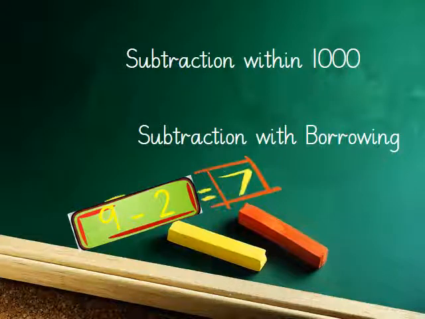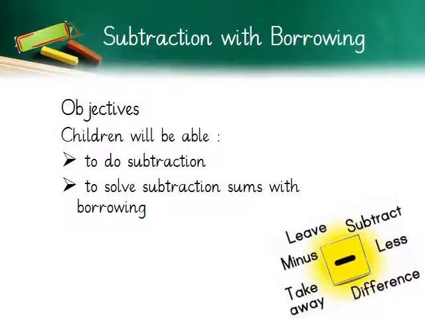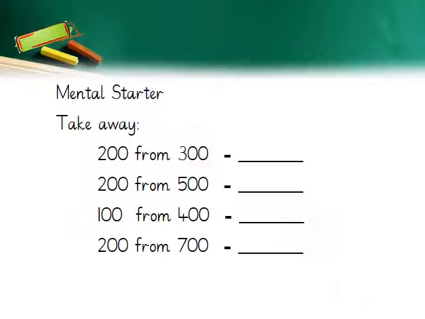Subtraction within 1000. This is the third chapter of the mathematics textbook, grade 2. The topic for today's lesson is subtraction with borrowing. Objectives for today's lesson are: children will be able to solve subtraction sums with borrowing. Let's start our lesson with a mental starter.